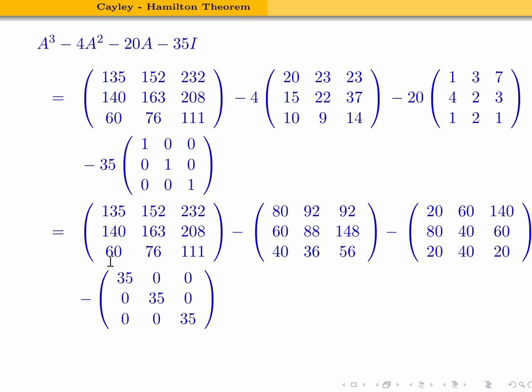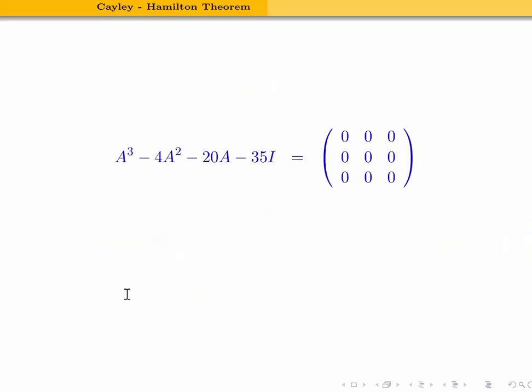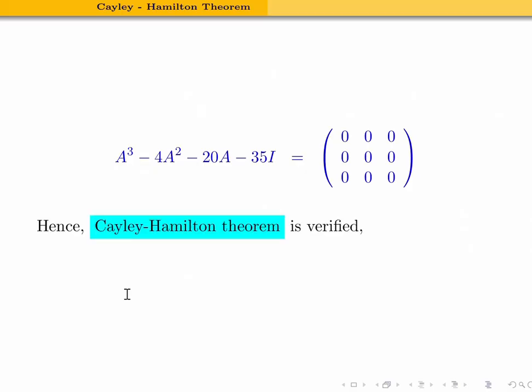Now we sum these matrices. Therefore 135 plus 80 plus 20 minus 35 gives the entries. All the entries tend to 0. Therefore the Cayley-Hamilton theorem is verified. The statement of the Cayley-Hamilton theorem is every square matrix satisfies its own characteristic equation. So hence the Cayley-Hamilton theorem is verified. So we go to see one more problem.